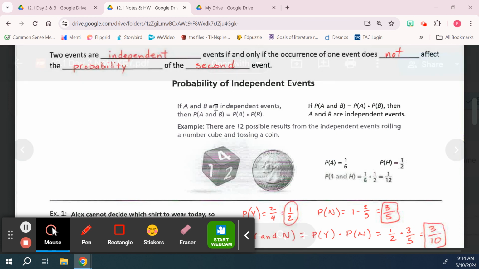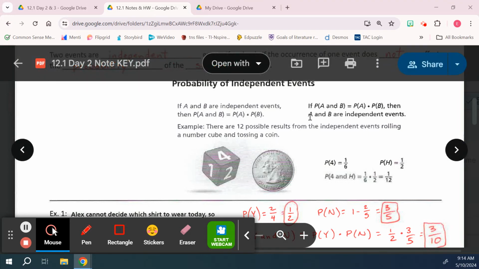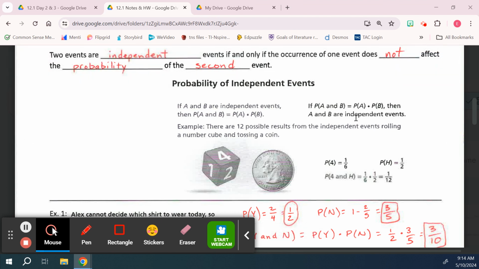So if we take a look at just this little itty bitty part underneath, you have the actual theorem and the corollary here, believe it or not. If A and B are independent events, then you can multiply the two together to find the intersection, or that P(A and B) equals P(A) times P(B). Okay. If P(A and B) equals the probability A times probability B, then A and B are independent events. So it can flip flop. Okay. They might ask you, hey, this is happening. What are they? Are they mutually exclusive? Are they not mutually exclusive? Are they independent? They can ask you a question like that.